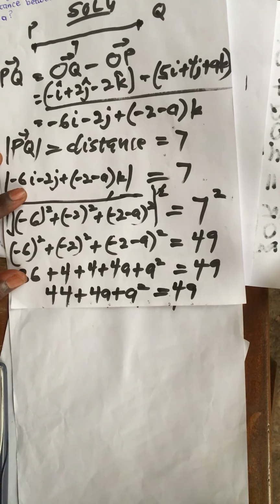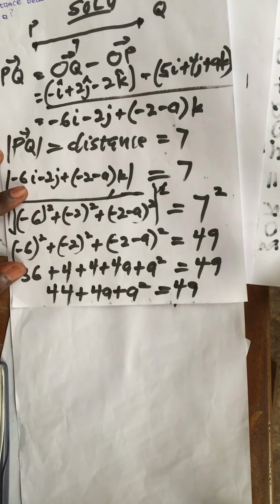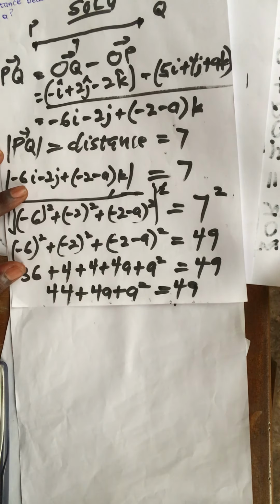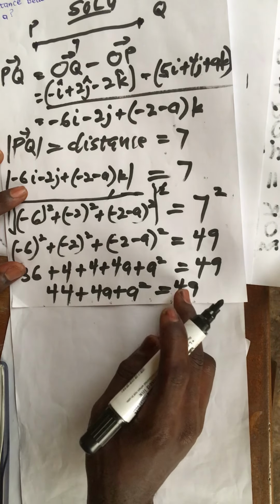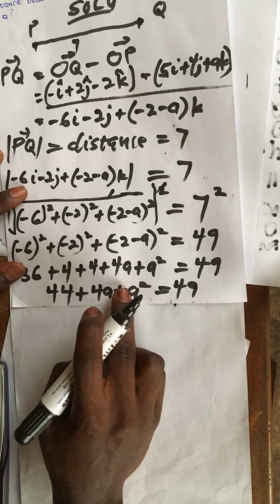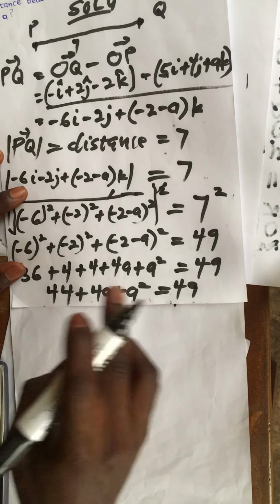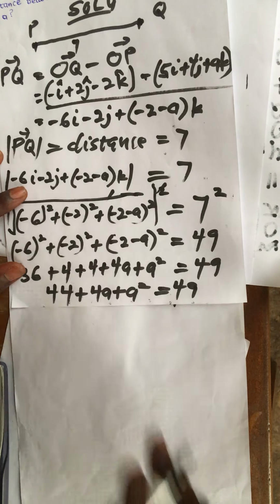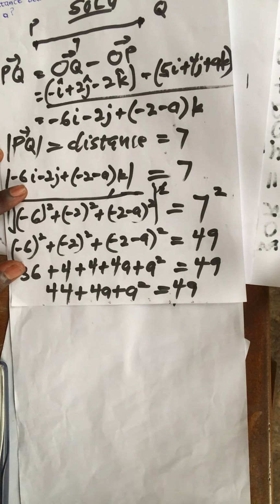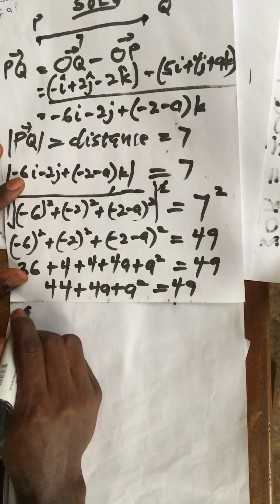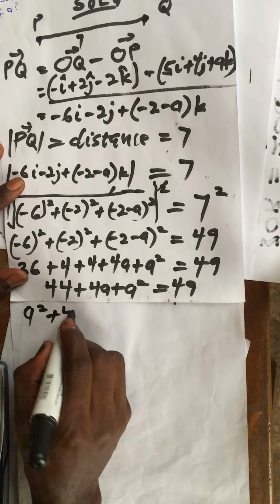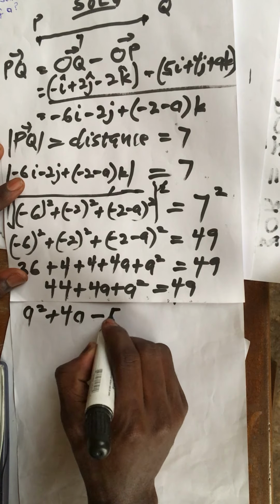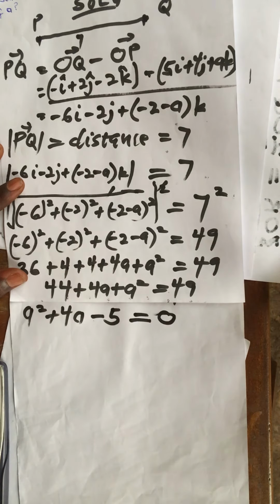So we can still group like terms. Are you okay? So let's bring this and then we equate the equation to 0. So when we bring this 49 here, it will become negative. So it will be 44 minus 49, which will be equal to negative 5. So here we have our a square plus 4a minus 5 must be equal to 0.